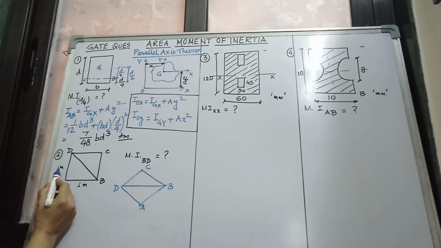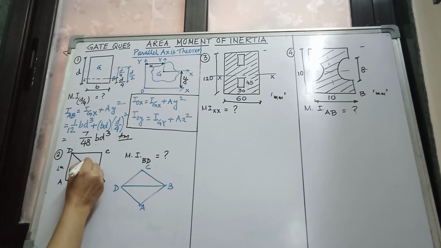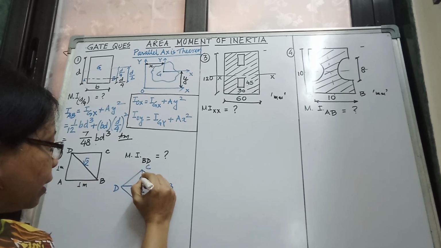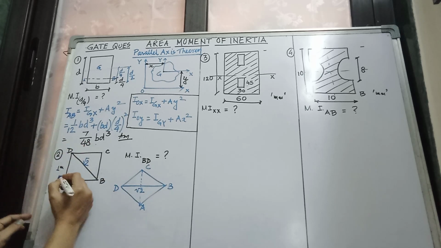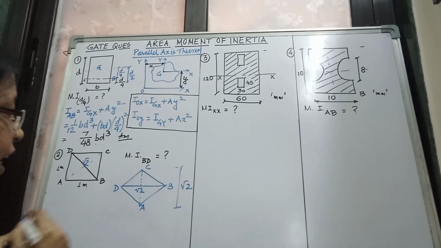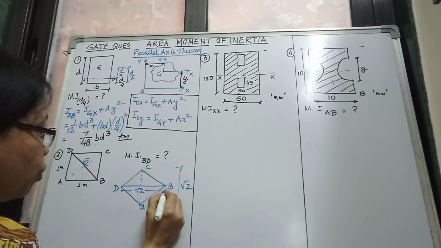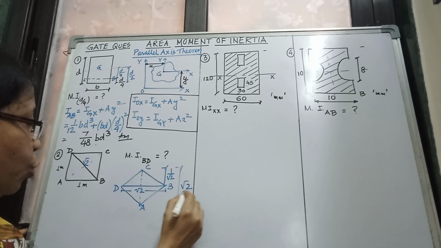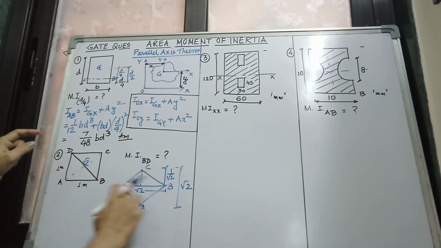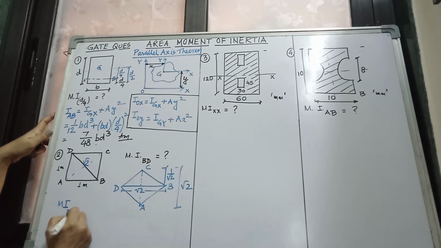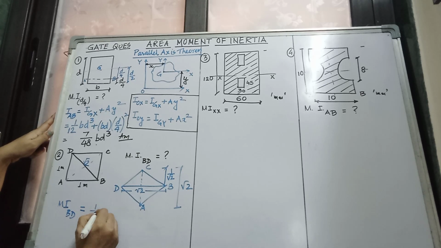Now we know that for a square, this is 1 meter, this is 1 meter. So the diagonal DB will be √2, correct? AC is also another diagonal. The value of AC is also √2, correct? So this is √2. Then what will this much be? This much will be 1 by root 2, that is root 2 by 2, half of root 2. Now this becomes a triangle. We know the moment of inertia of a triangle about its base, right? So we can find the moment of inertia about BD, which is equal to 1/12.